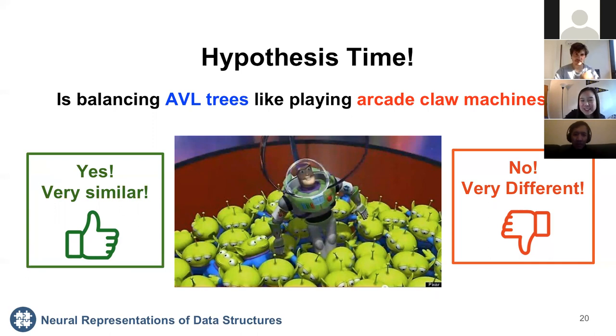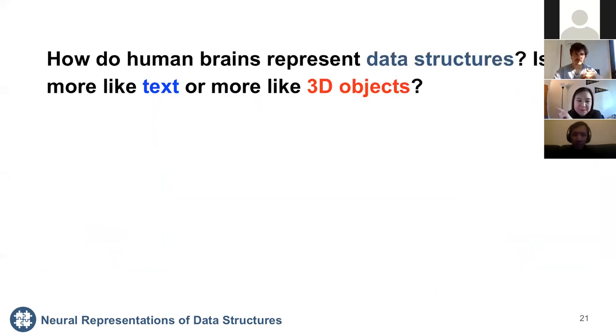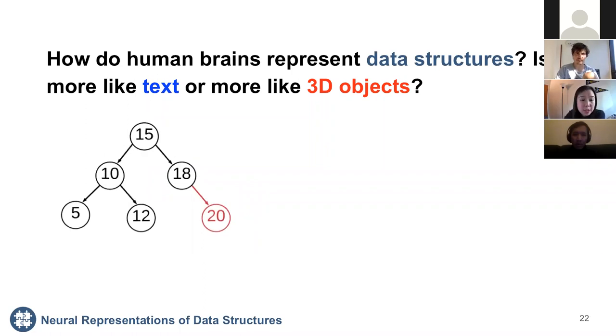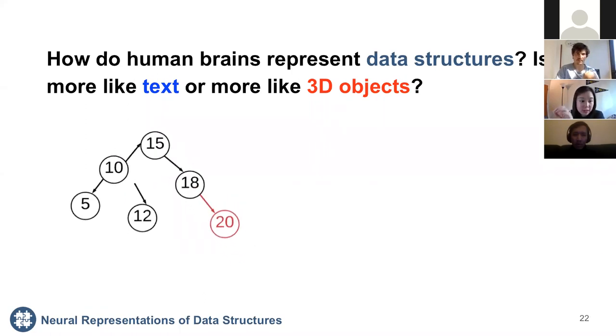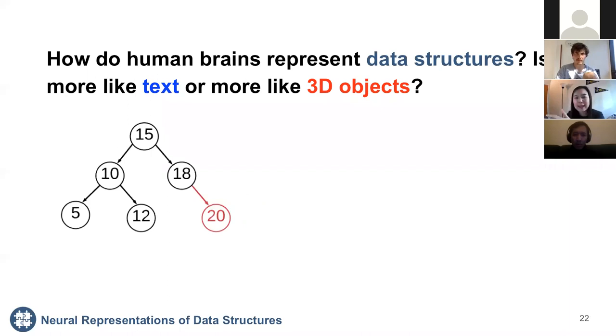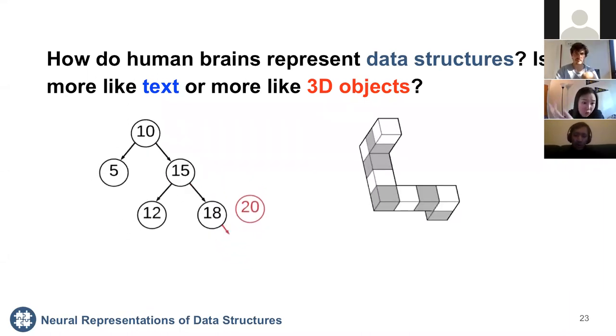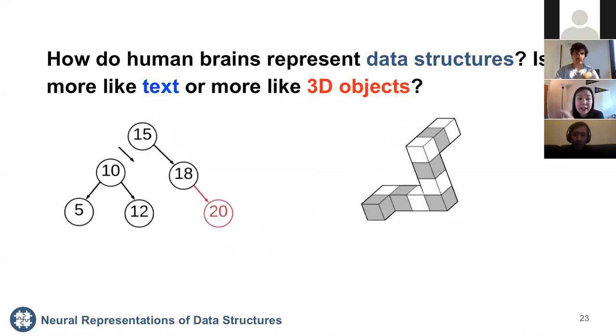Our first study will solve the puzzle for us. The high-level question we want to investigate in the first study is, how do human brains represent data structures? Is it more like a text or more like 3D objects? For example, when I'm thinking about rotating a tree, am I using the same part of my brain that I use to think about a word or a sentence like, oh, the tree is balanced? Or am I using the part of my brain that I use to rotate a 3D object like this?